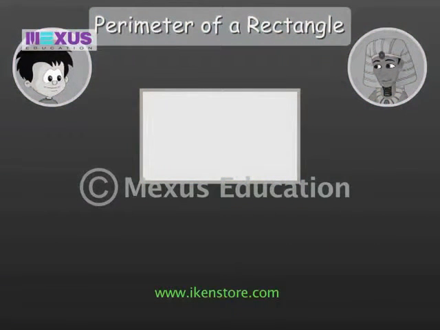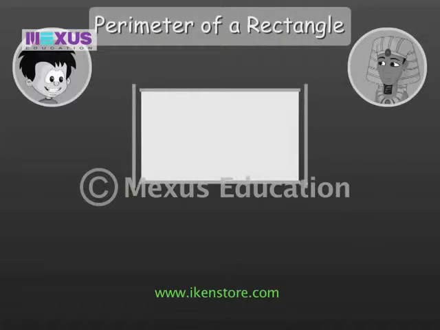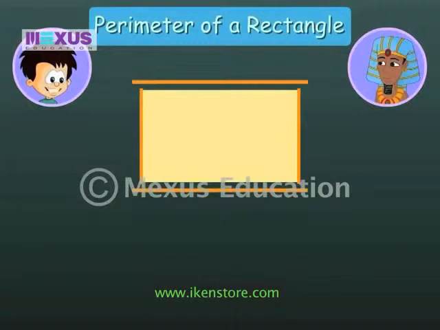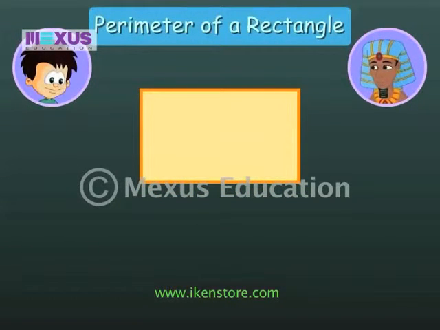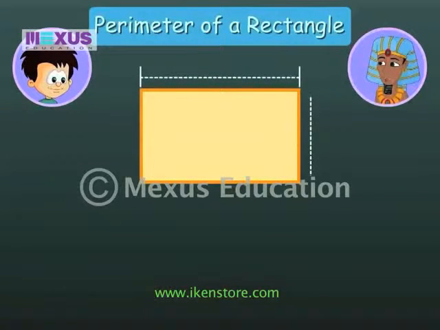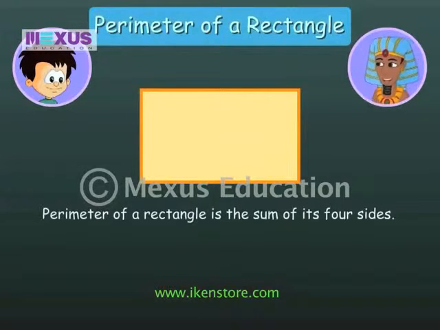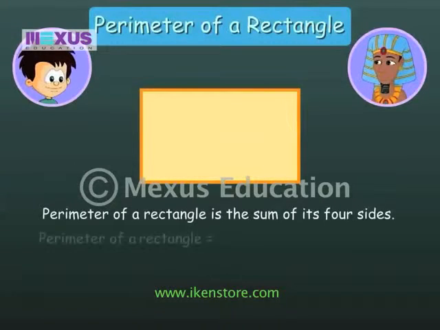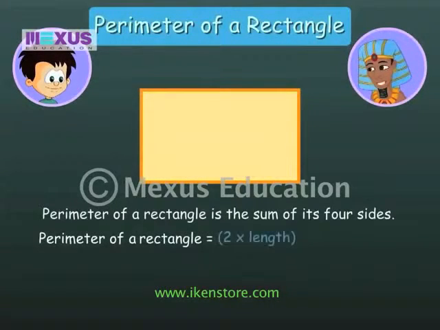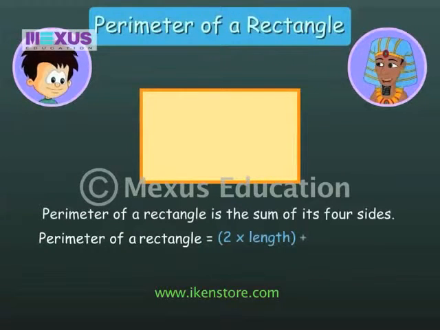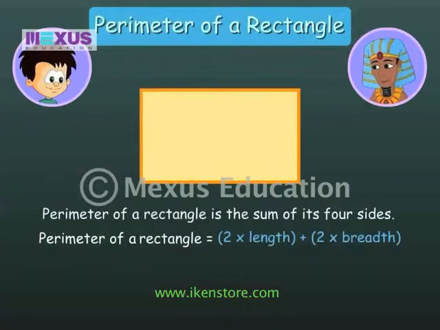What can you tell me about the length of the sides of a rectangle, JC? The opposite sides of a rectangle are of equal length. Correct! So, to find out the perimeter of a rectangle, all you need to do is measure 1 length and 1 breadth. The perimeter of the rectangle would be the sum of all 4 of its sides.